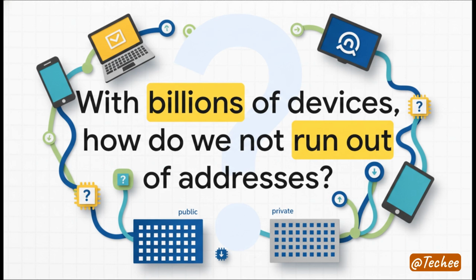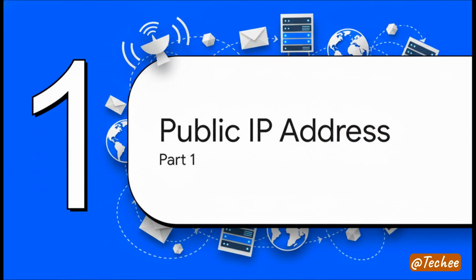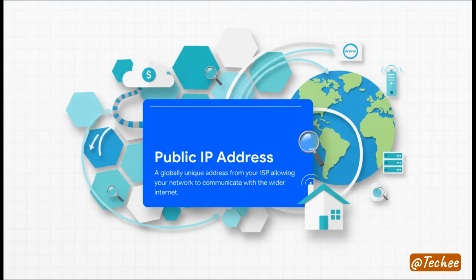And to really get how it all works, we've got to start by looking at the one the whole world sees. Okay, so first up is the address that your entire network shows to the rest of the world. This is kind of like your network's public face on the internet. We call it your public IP address. So what exactly is that? Well, a public IP address is basically a unique ID that your internet service provider, the company you pay for your internet, assigns to your entire network.